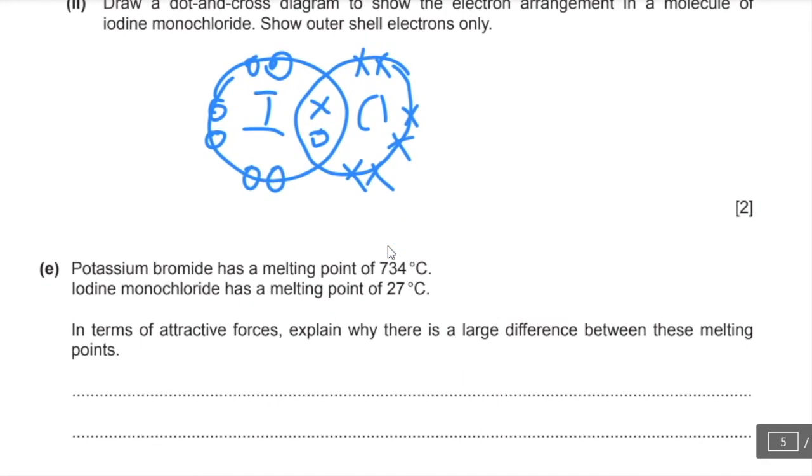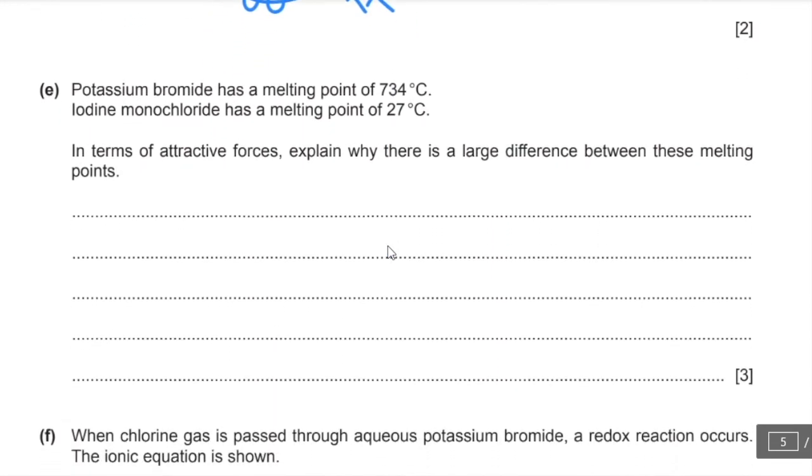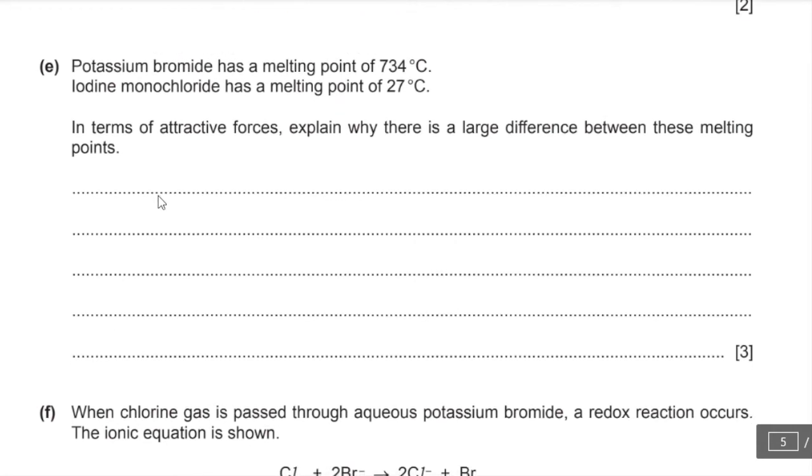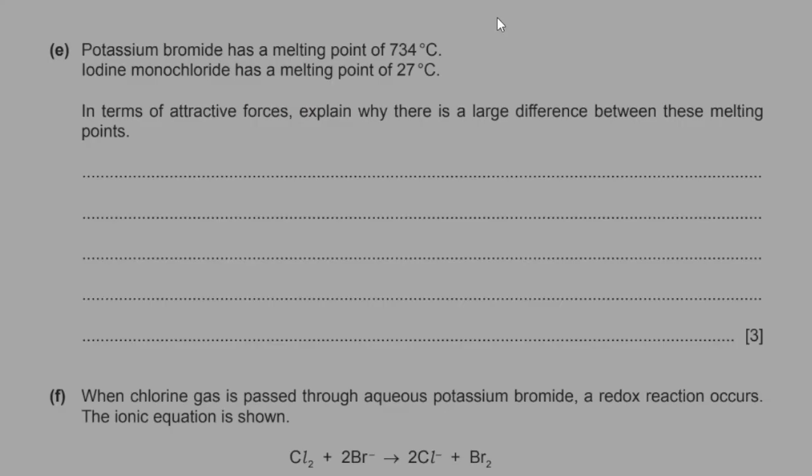E. Potassium bromide has a melting point of 734 degrees Celsius. Iodine monochloride has a melting point of 27 degrees Celsius. In terms of attractive forces, explain why there's a large difference between these melting points. Right. I'd like to discuss the melting process here a bit. As you can see, iodine monochloride is a covalent compound. During the melting process, this circle represents one molecule of iodine monochloride in the solid form.